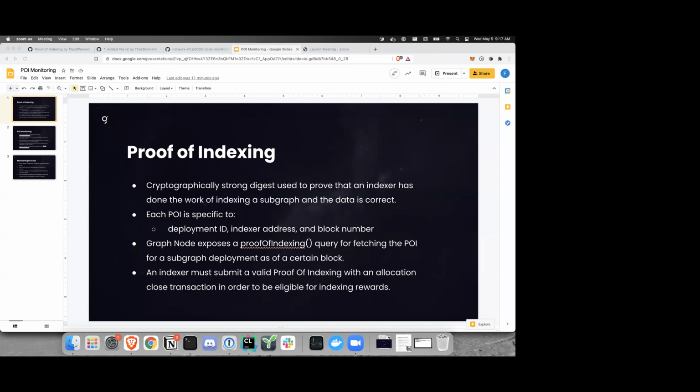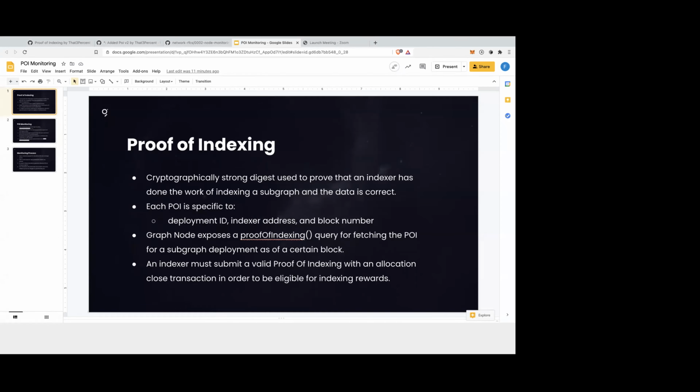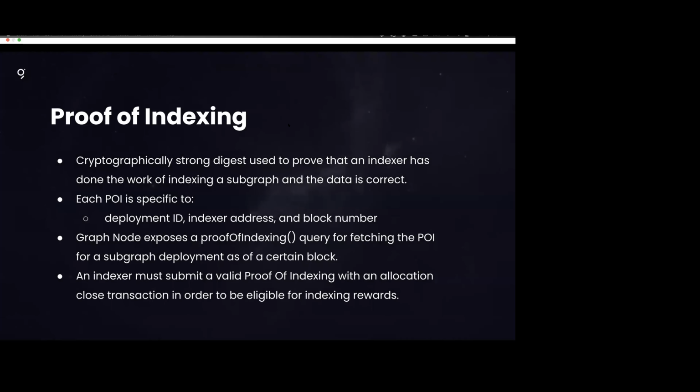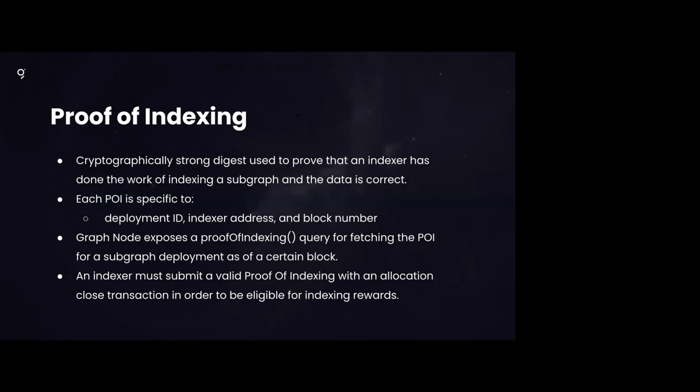All right, thanks, Brandon. To start, I'm going to do an overview of how proofs of indexing work, because that's an important part of this overall mechanism. A proof of indexing is a cryptographically strong digest that the graph node uses to prove that it has done the work of indexing a specific subgraph deployment and that it has the correct data for that deployment.